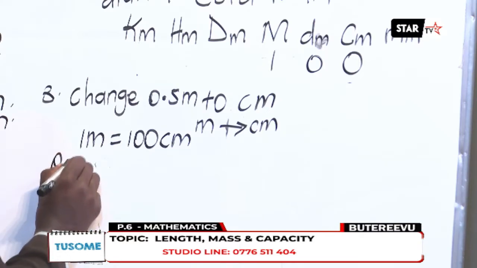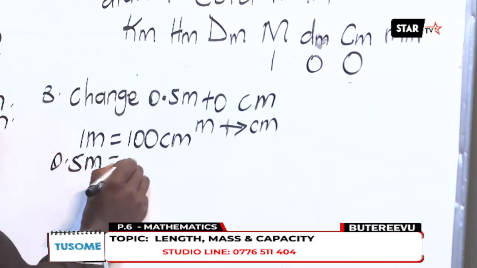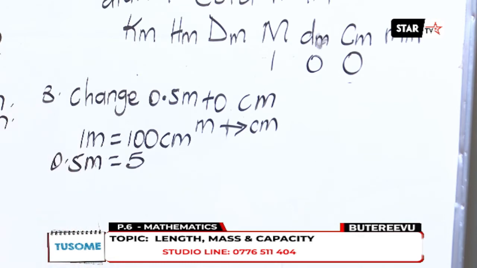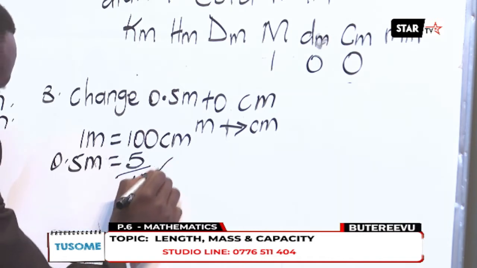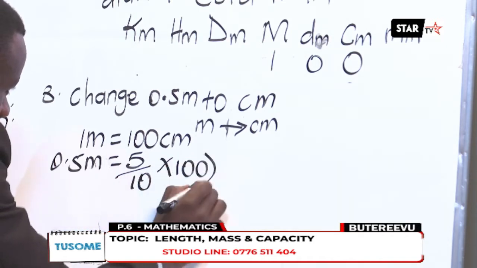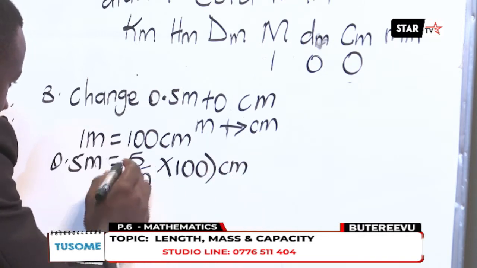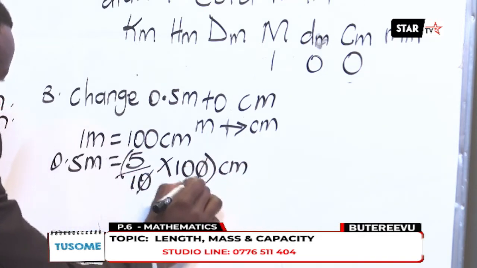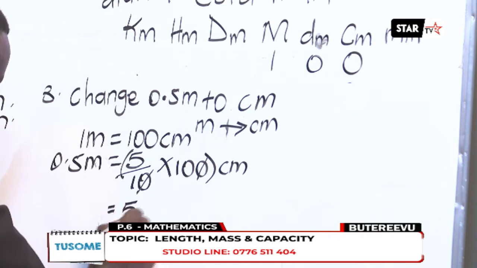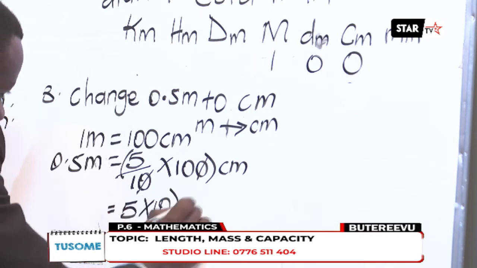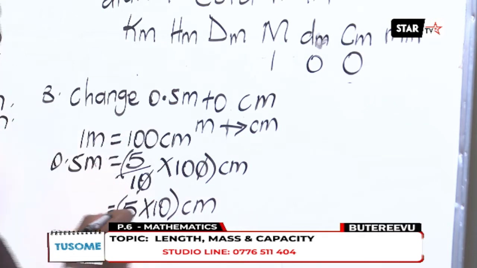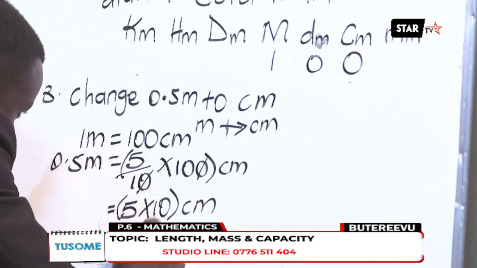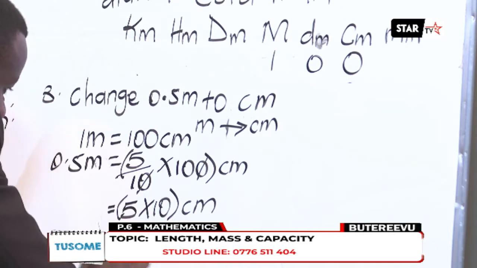Then I come to the quantity that I'm changing: 0.5 meters would be 5. I change this one to a fraction, so it would be 5 out of 10, then times 100. My answer would be in centimeters. With this, I will have 5 times 10. The answer would be 50 centimeters.